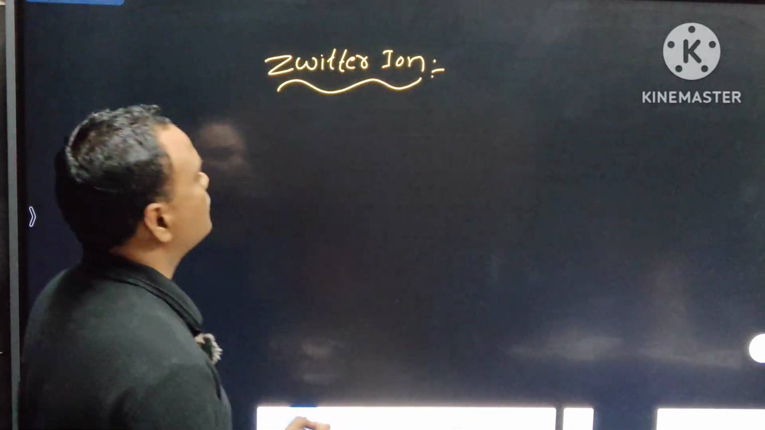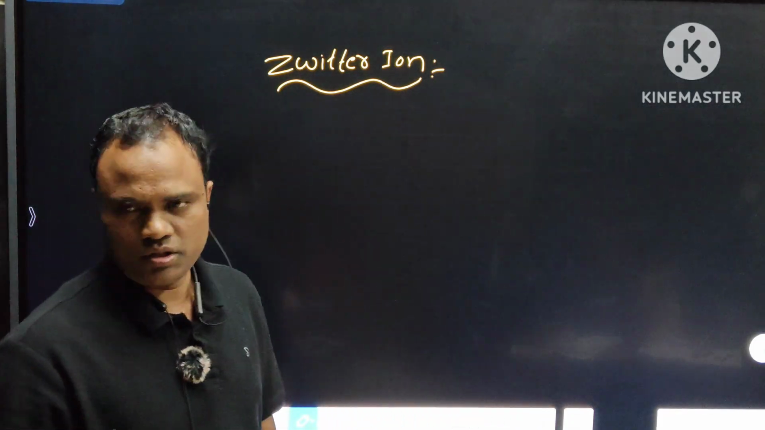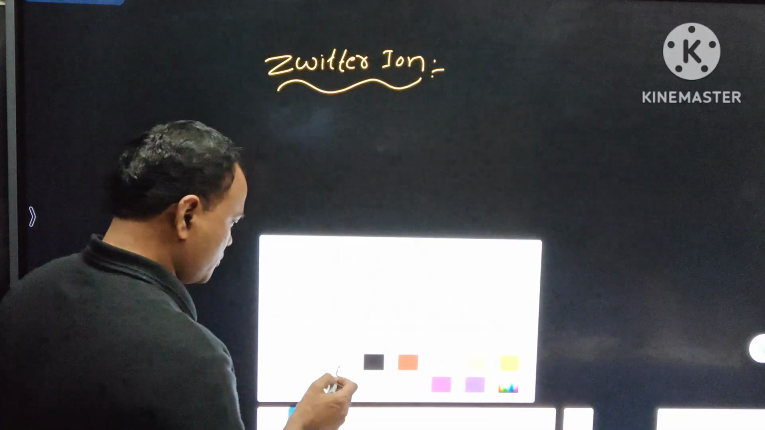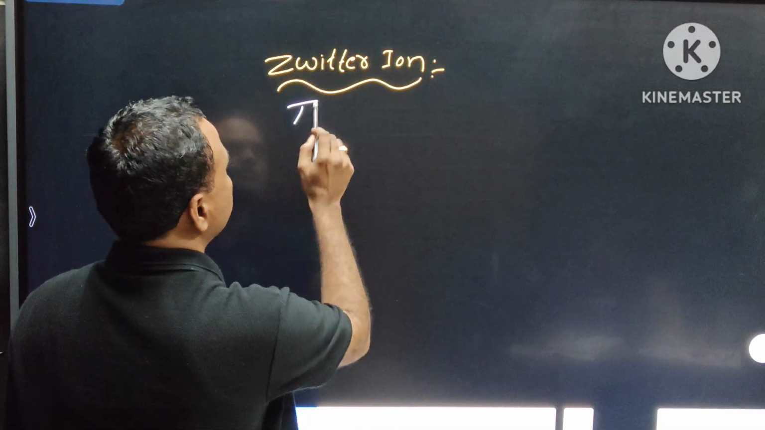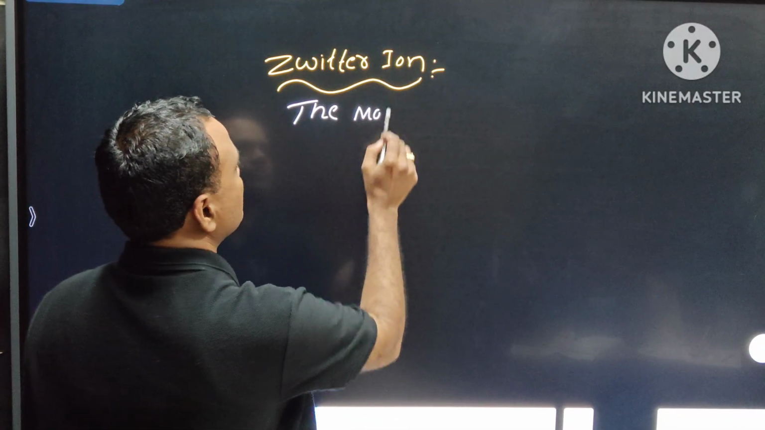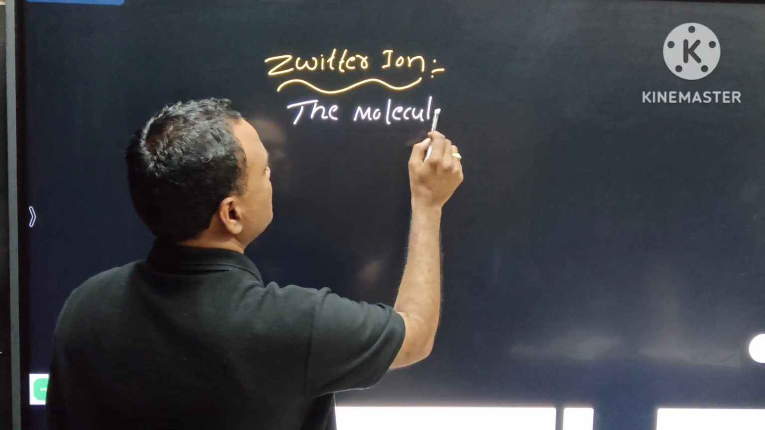Zwitter ions are having both positive and negative equal charges. Okay, you can write the definition like this: the molecule in which both positive and negative charge is present.